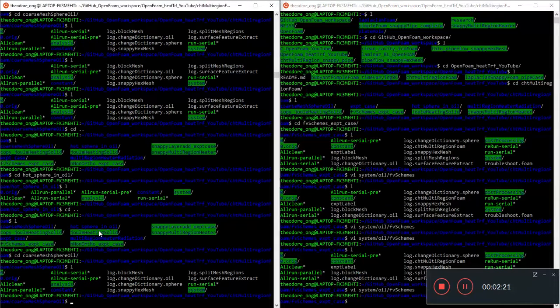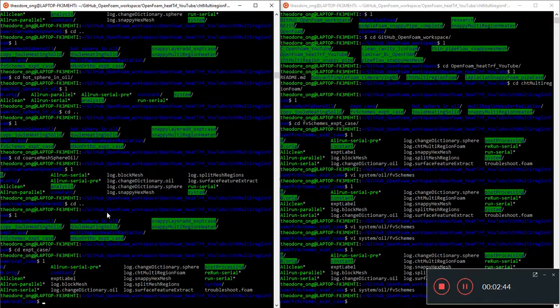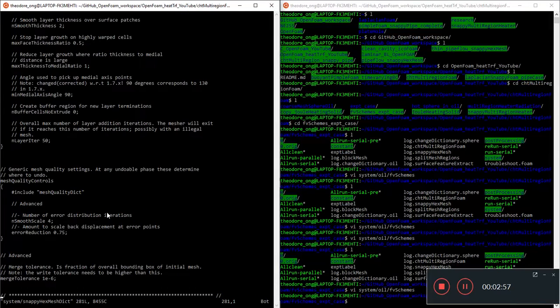Well, let's go through it. Okay, so I copied this coarse mesh sphere oil case into here. That was the case we were talking about in the last few videos, the case that actually worked. I started by copying all of this into this thing called the experimental case. This is where I do all my experiments behind the scenes to gather knowledge, and then after that come and share.